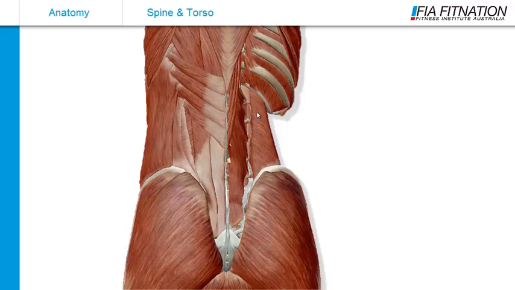So this muscle will cause lateral flexion when a single-sided contraction occurs. If you get a bilateral contraction, you will get extension. They are also a respiratory muscle, and they can brace the lower ribs for forced expiration or breathing out.